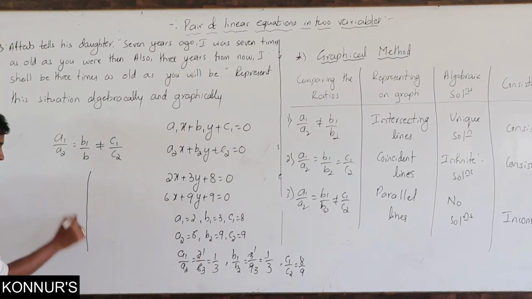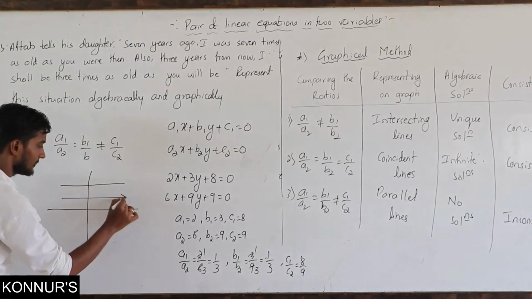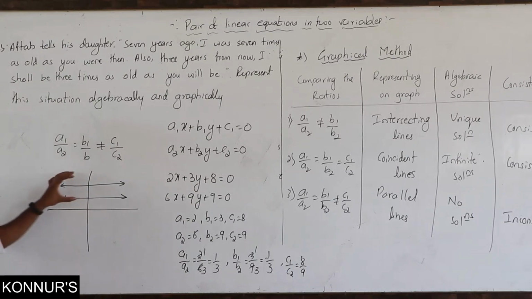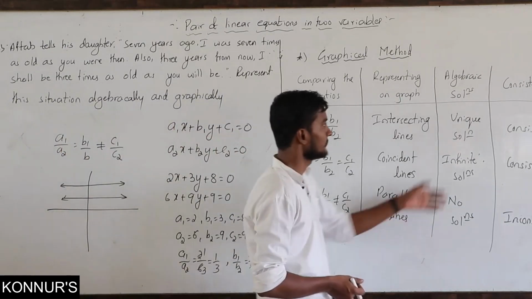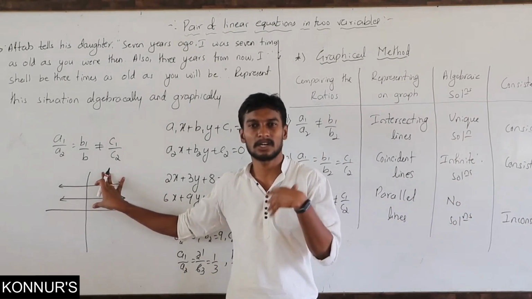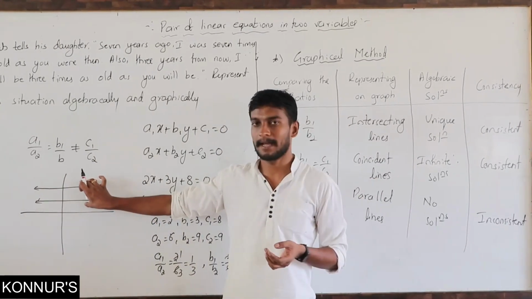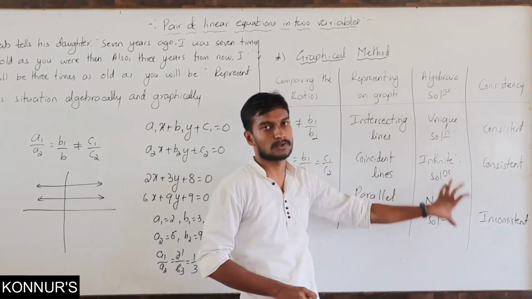If you plot a graph, you are getting two lines that are parallel. Like this, you may get lines. These two lines are parallel. If the two lines are parallel, then there is no solution. They have not intersected, they are not coincident. If the two lines are parallel, then it has no solution.